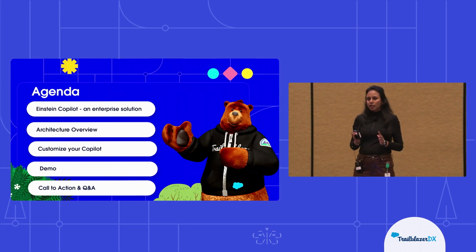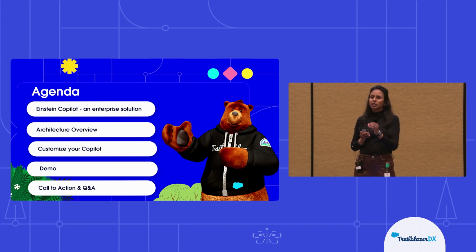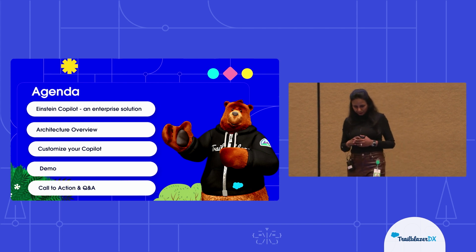So our agenda today is as follows. First, we will talk about the characteristics that make Einstein Copilot an enterprise-grade solution. Then Atul will dig deeper into the architecture of Einstein Copilot, and Prithvi will take you through the nitty-gritty details of how to customize Einstein Copilot for your organization. I will then take you through a live demo of Einstein Copilot. We'll see it in action. And then finally, we will wrap up with some call to actions and Q&A.